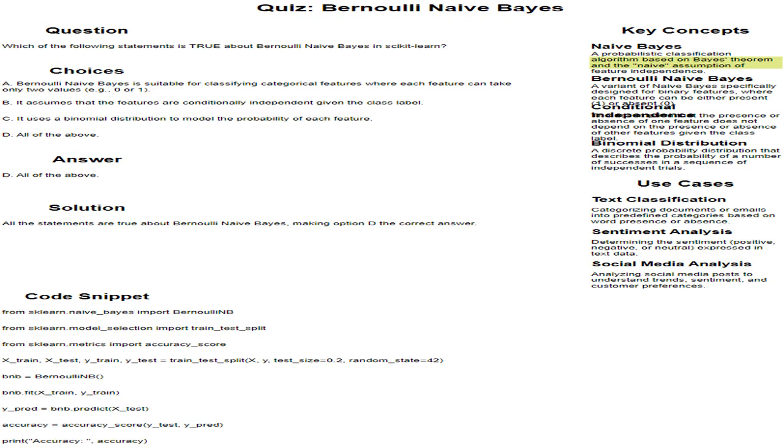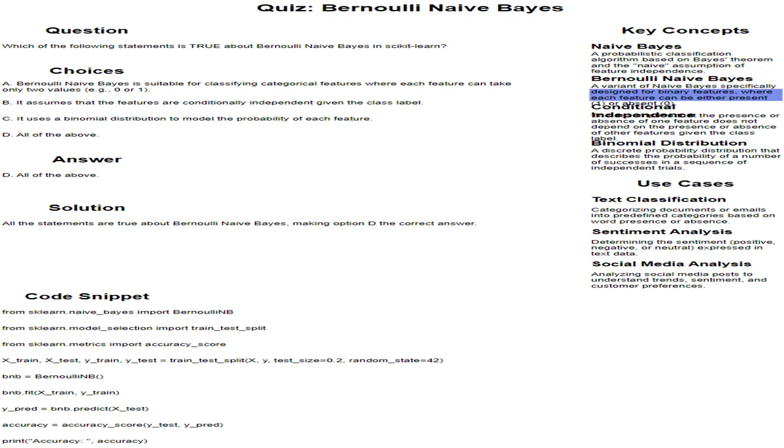A probabilistic classification algorithm based on Bayes' theorem and the naive assumption of feature independence. Naive Bayes is a simple but powerful classification algorithm that uses Bayes' theorem to calculate the probability of a data point belonging to a particular class. It assumes that features are independent of each other, which means the presence or absence of one feature does not affect the probability of another feature. This assumption simplifies the calculations but might not always hold true in real-world scenarios.